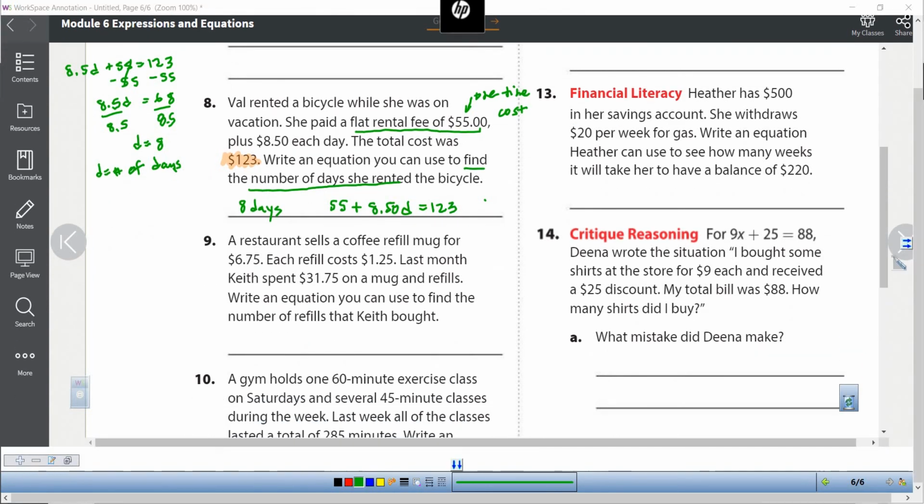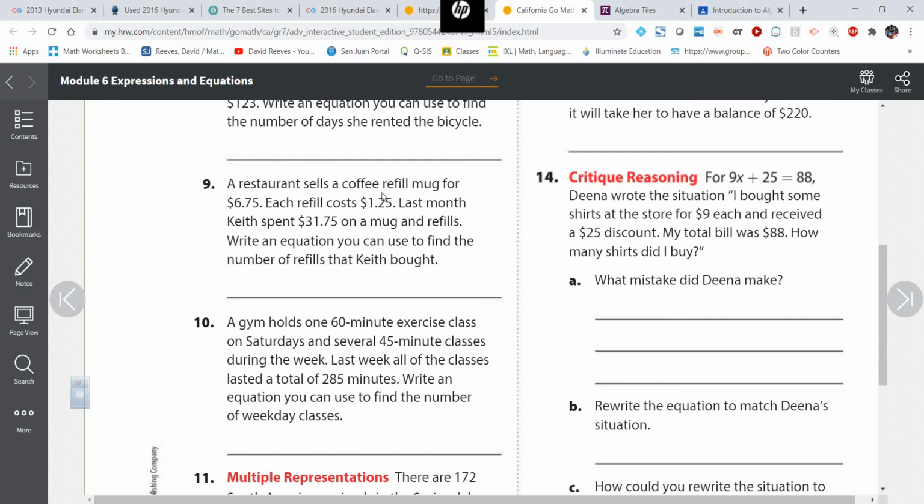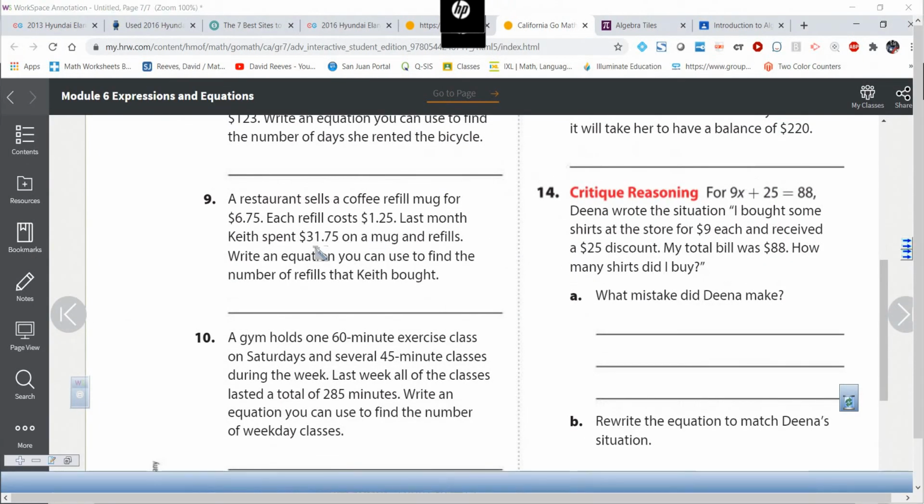All right, let's set a couple more up. I probably won't solve them, but we'll set them up and then we'll be done. A restaurant sells a coffee refill mug for $6.75. Each refill costs $1.25. Last month, Keith spent $31.75 on a mug and refills. Write the equation. All right, so here's my total, right? My total is $31.75. Find the number of refills that Keith bought. All right, that's my variable. I'm going to call that R.